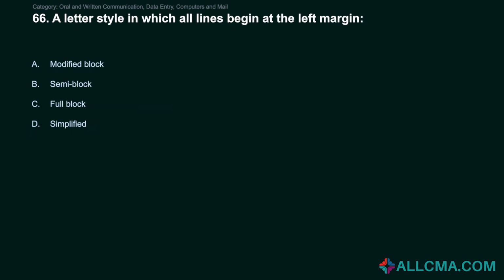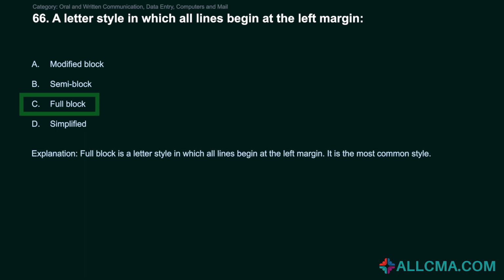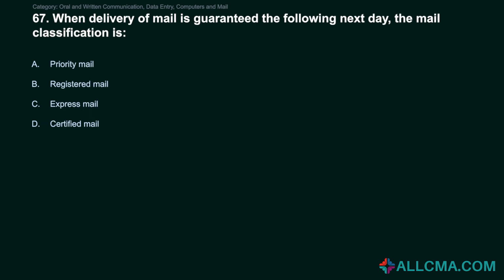66. A letter style in which all lines begin at the left margin. A. Modified block. B. Semi-block. C. Full block. D. Simplified. Correct answer, C. Full block. Full block is a letter style in which all lines begin at the left margin. It is the most common style.